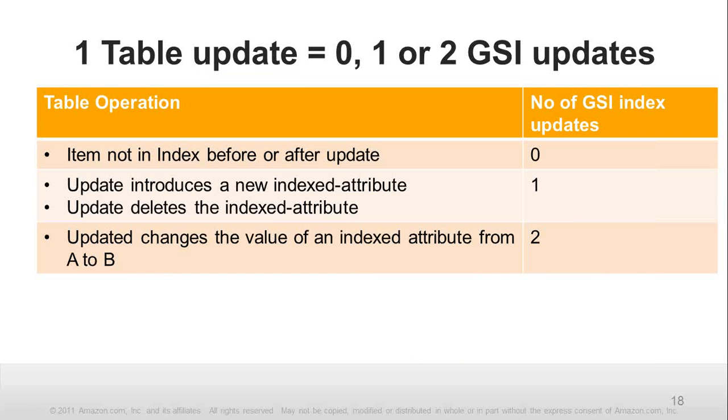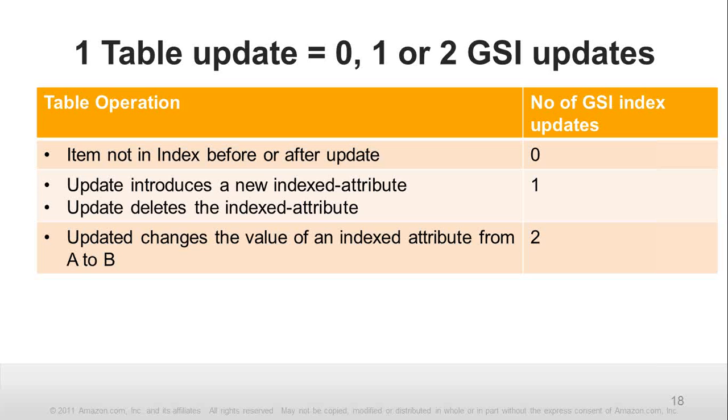So one key thing to remember is that one table update can be 0, 1, or 2 GSI updates. So let's go through the scenarios where there will be 0 updates. Let's assume you have an attribute in the table, and that attribute is not in the index. So the index is not affected at all by the table update, in which case there's no reason to update the global secondary index, so there are 0 updates.